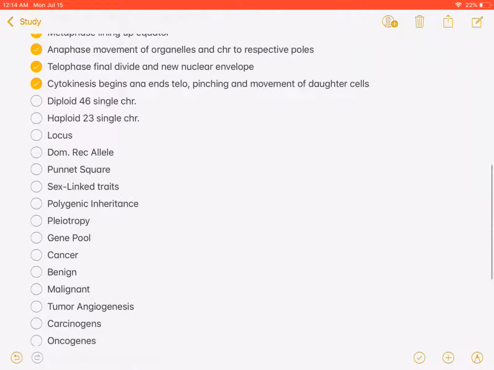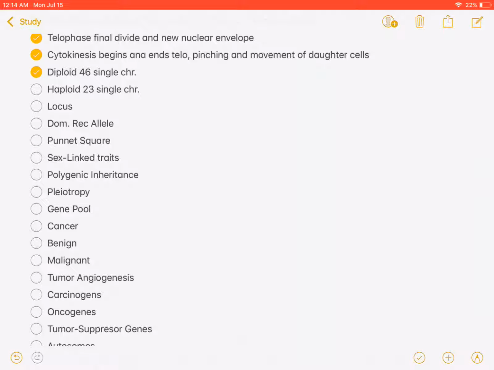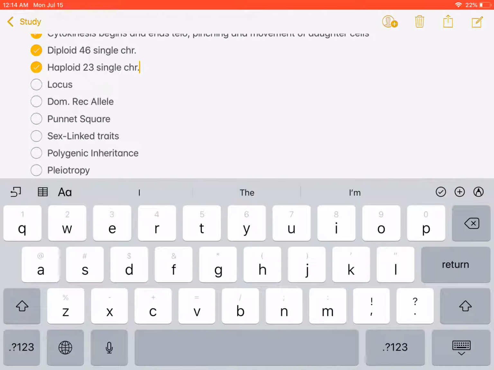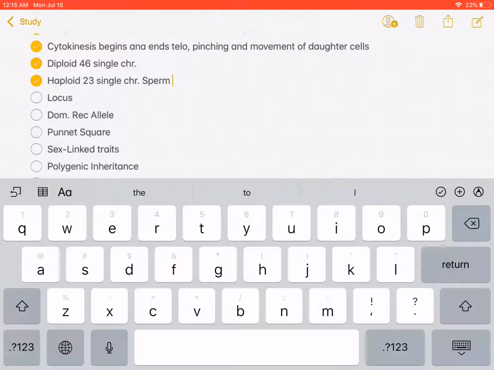So let's start with what a diploid cell is. A diploid cell is any cell with 23 pairs of chromosomes or 46 single chromosomes. Count them that way. A haploid cell only has half. It has 23 single chromosomes, like your sperm, like your egg. When the sperm fertilizes the egg, you finally have 23 pairs.